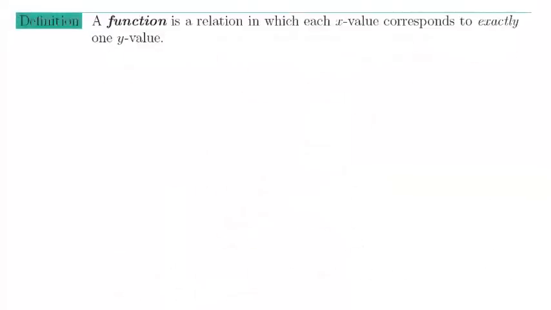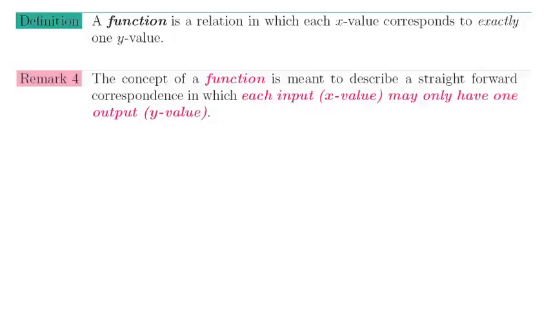This brings us to the definition of what a function is. A function is a relation in which each x value corresponds to exactly one y value. Let me restate. A function is a relation in which each element of the domain corresponds to at most one element in the range. The concept of a function, therefore, is meant to describe a straightforward correspondence in which each input, x value, may only have one output or y value.